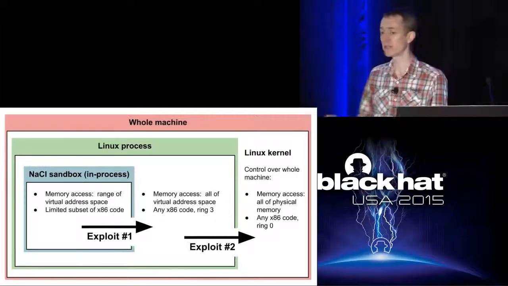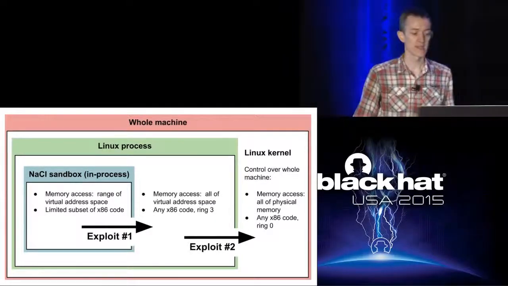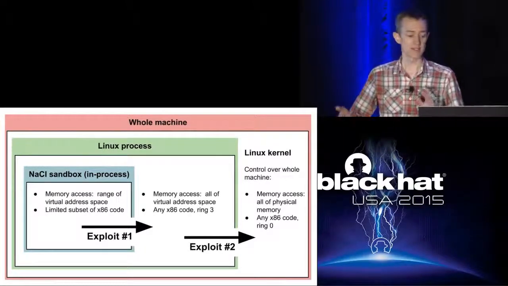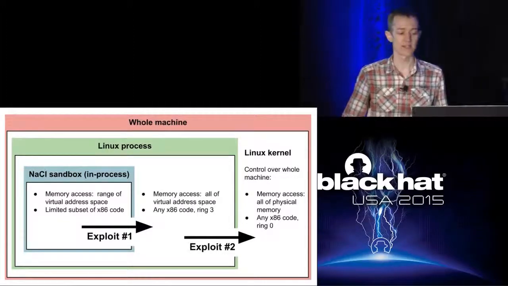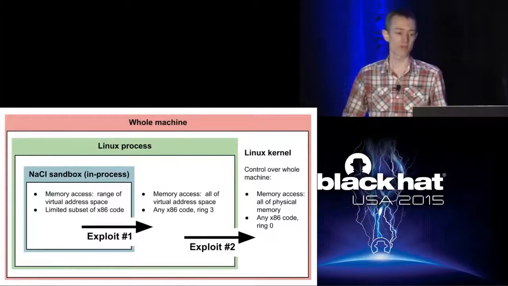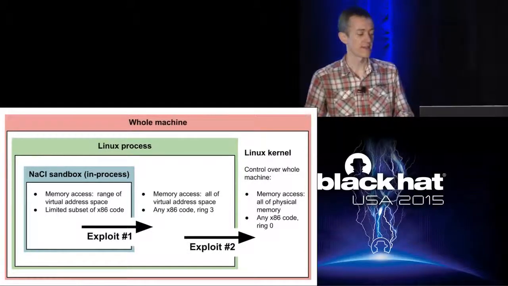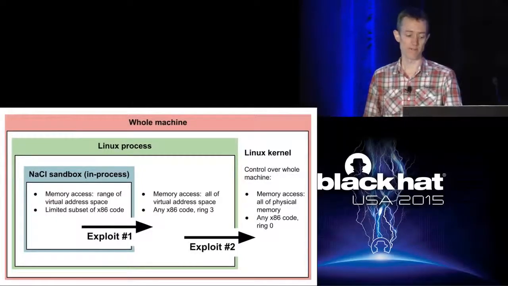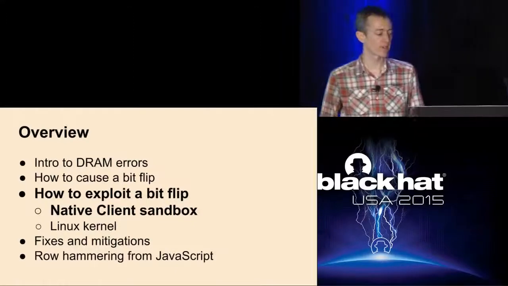And interestingly, it will be using the same underlying hardware bug for both of those exploit steps. So I think that's significant because it shows that these bit flips are exploitable in multiple contexts. So each exploit is not a one-off. So even if a system uses multiple layers of security, it's possible that multiple layers can be vulnerable to Rowhammer. So I'll talk about the native client exploit first.